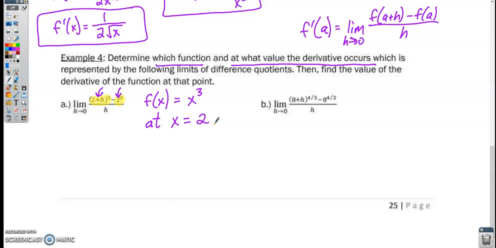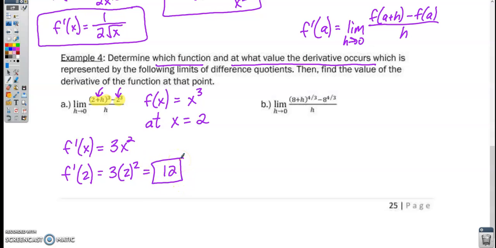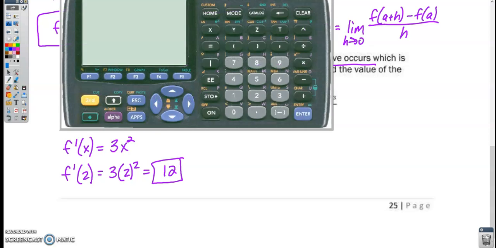Okay, so now that I've identified that this represents a difference quotient for the function f of x equals x cubed at x equals 2, what I want to do is find the derivative of the function at that point. Well, I can take the derivative of f of x here by hand. F prime of x is just going to be 3x squared. And f prime of 2 is going to be 3 times 2 squared, or 12. If you remember a few lessons back, we looked at how to approximate the derivative using the numerical derivative function on our calculator.